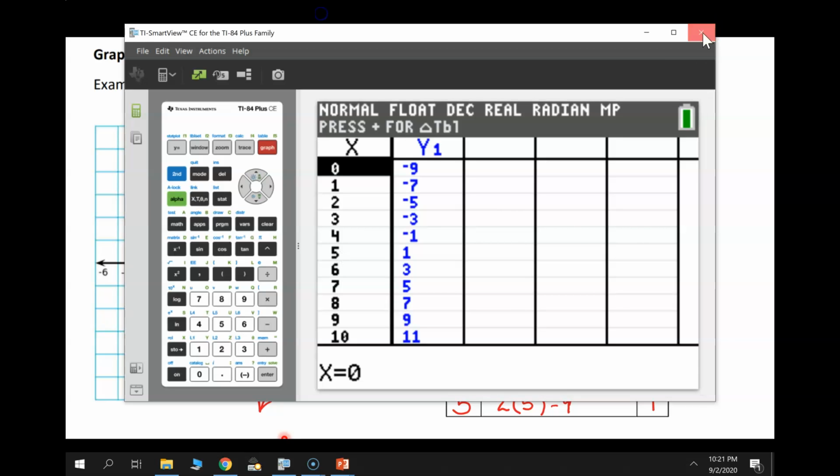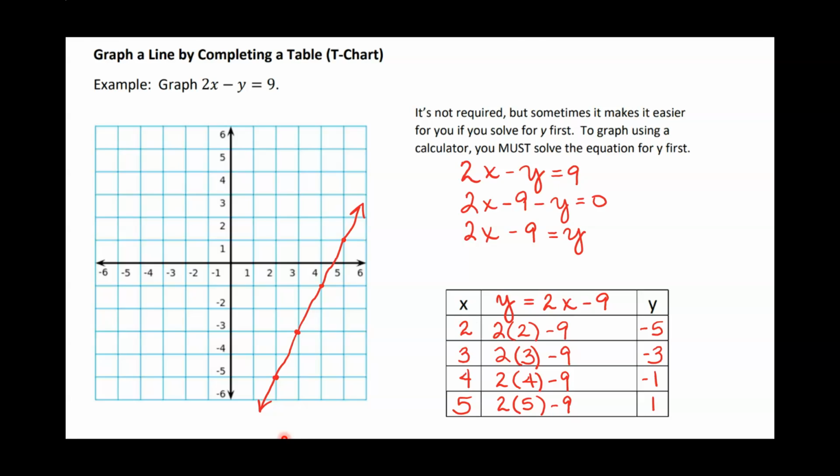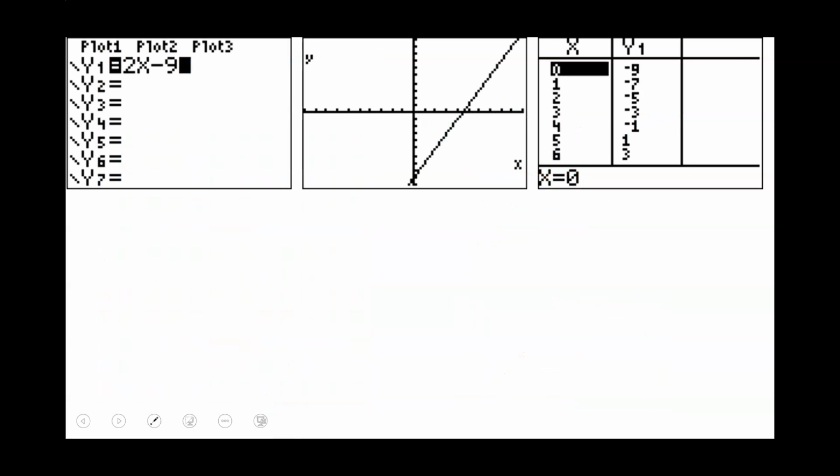All right, so just for review there of what we did, we went to y equals and we put in our equation. We went to a Zoom 6, which was the Zoom standard, which is tens all the way around, and we got our line. And then we went to second y equals to get our table of values, and there were the same values in that table that we got by doing it by hand.